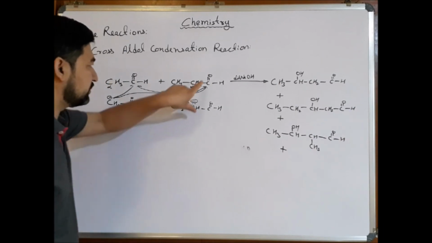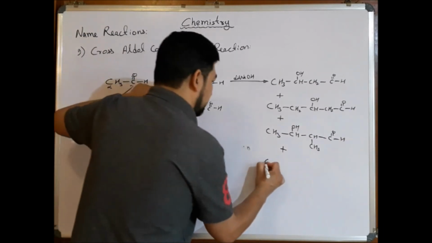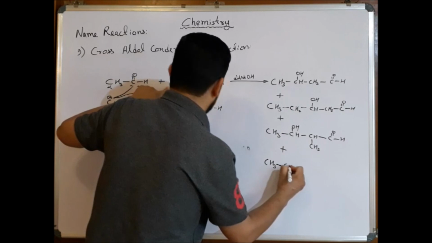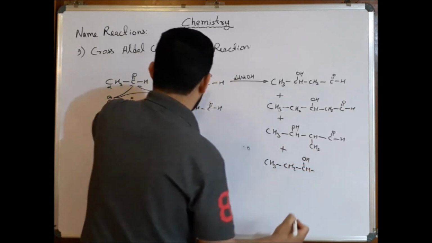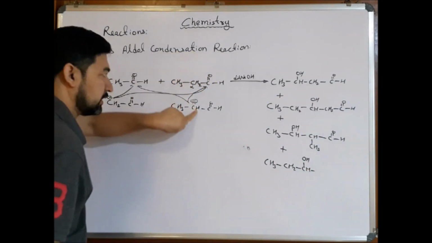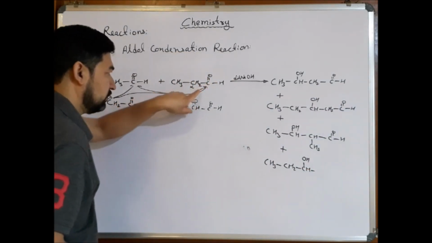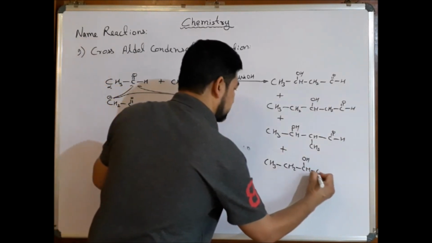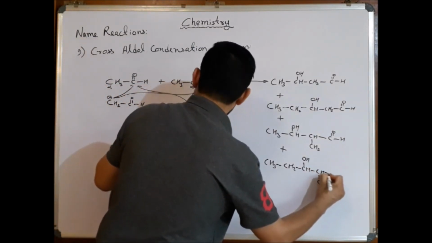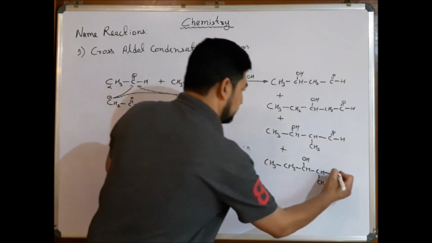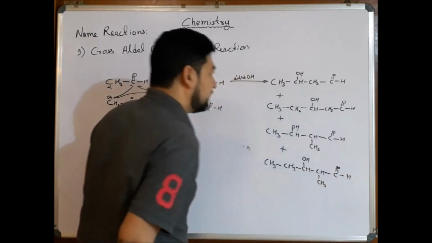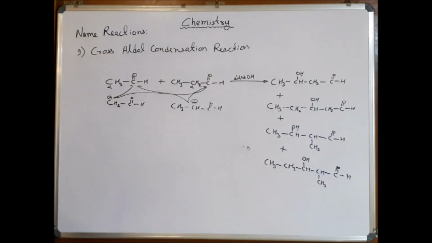Now if it attacks here, then our product will be CH3 CH2 COH, here comes H. You have to connect it straight here. Don't attach here, it will go here. So it's CH3 C, then C double bond OH. So we can expect four different products.